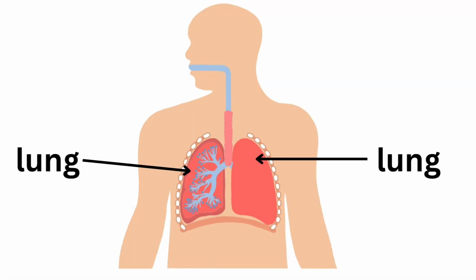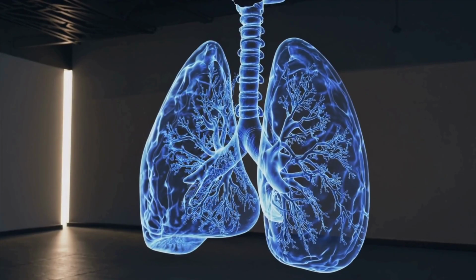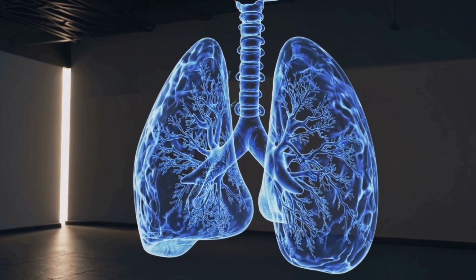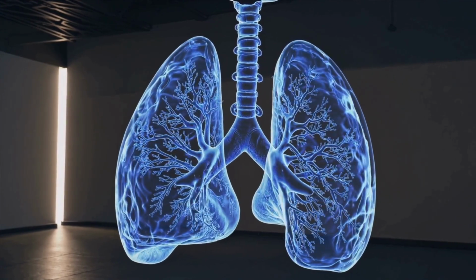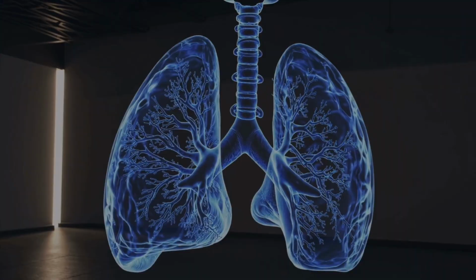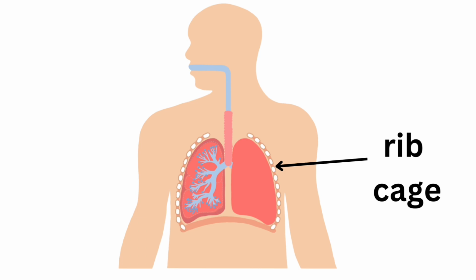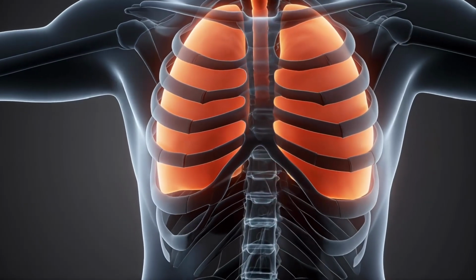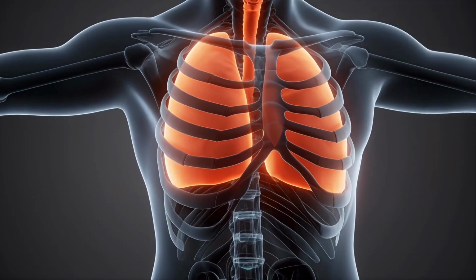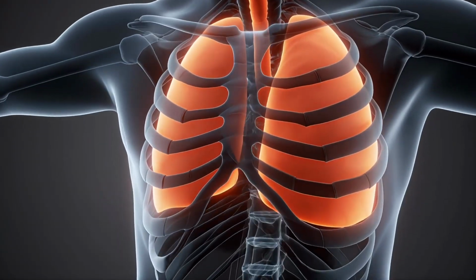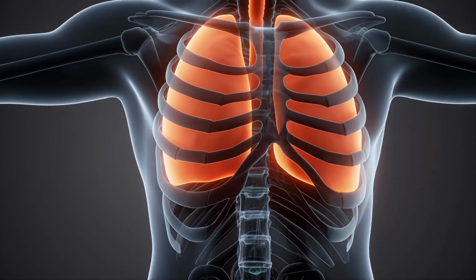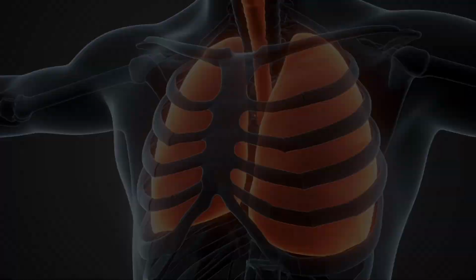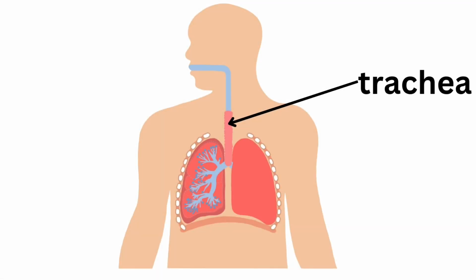As you probably know, we have two lungs. Our lungs are a little bit like balloons. They can expand and then they can get smaller as air moves in and out of them. So to protect our lungs, they're surrounded by our ribs. Here you can see how the rib cage surrounds the lungs. If you place your hands upon your rib cage, you will feel it lifting up and down as you breathe in and out. A special tube carries air from your mouth into your lungs.